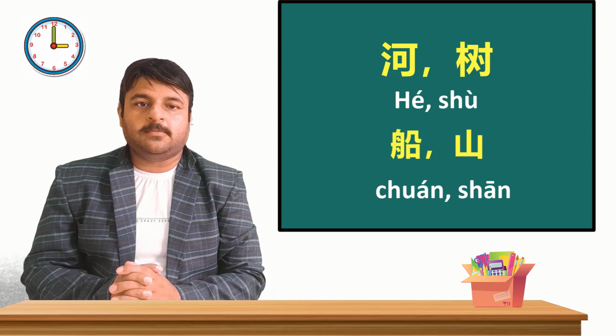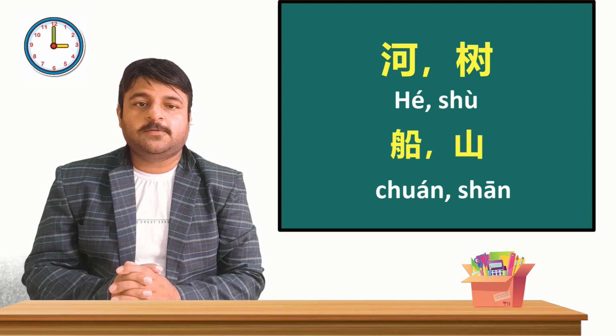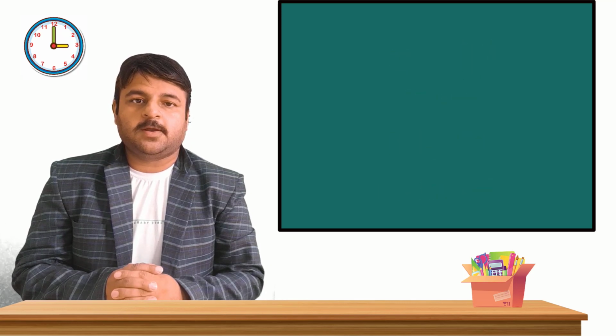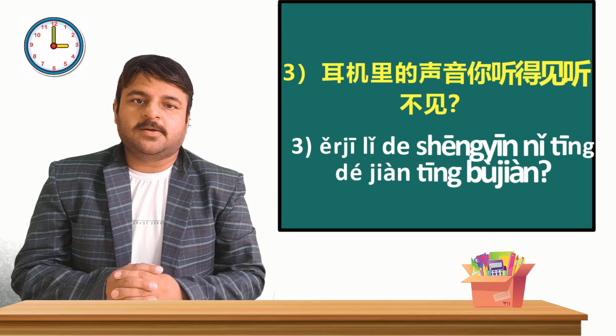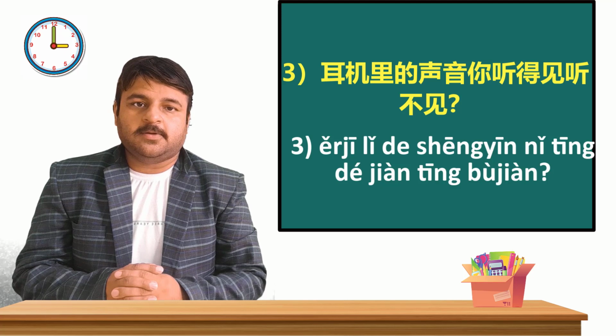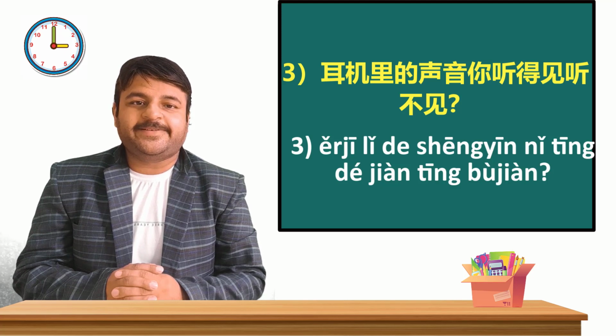Shan, mountain. Replace these words in the above sentence to make new words. Moving on to the third substitution drill, let us read out the following sentence. 耳机里的声音. 耳机, ear is 耳, ji is machine. 耳机 is earphone. 耳机里的声音. The voice inside the earphone.